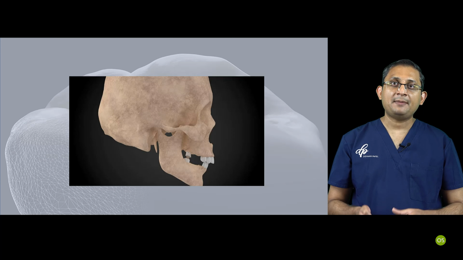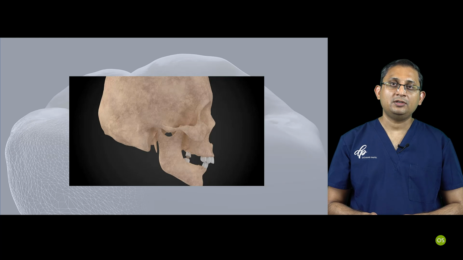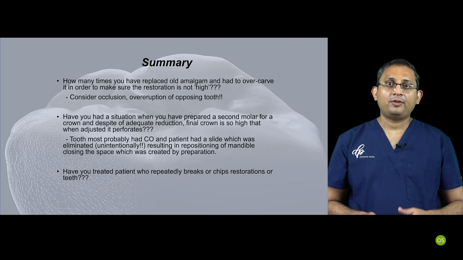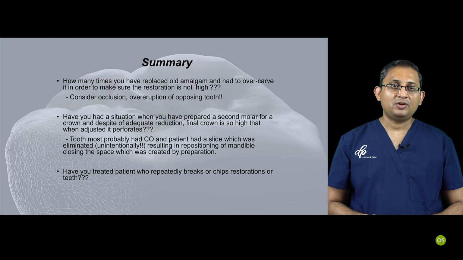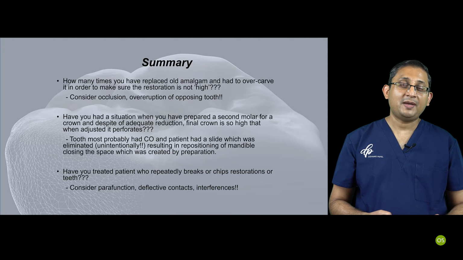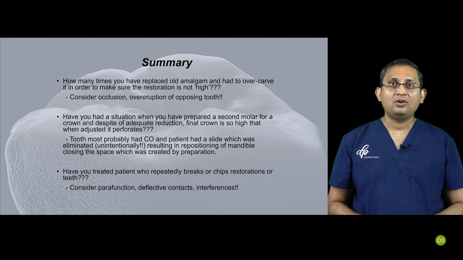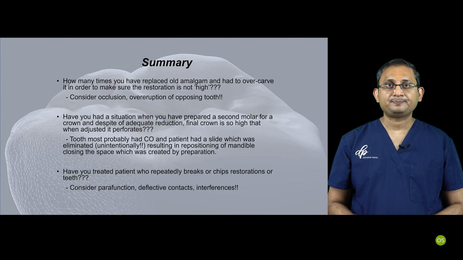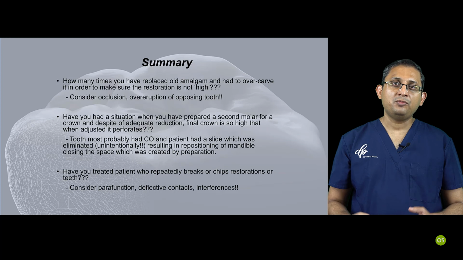But as I said, because of the adaptive capability of patients, you don't notice it, and the patient's jaw just gets used to the new first point of contact. Now, the third question was, have you treated patients who repeatedly break or chip restorations or teeth? In these cases, you need to consider parafunction, deflective contacts, or non-working side contacts. And this is something you need to understand by doing more and more clinical assessment.